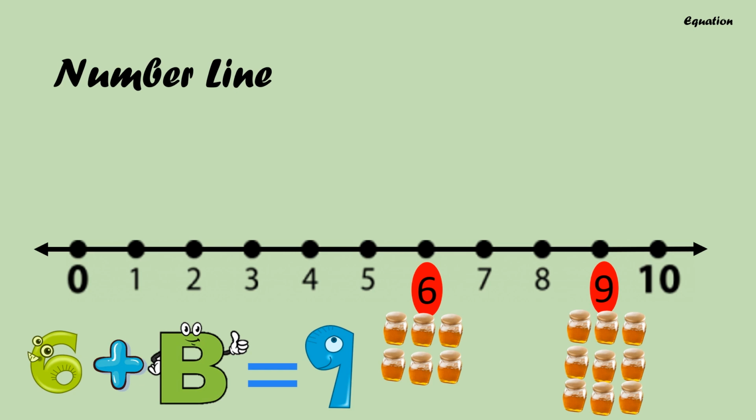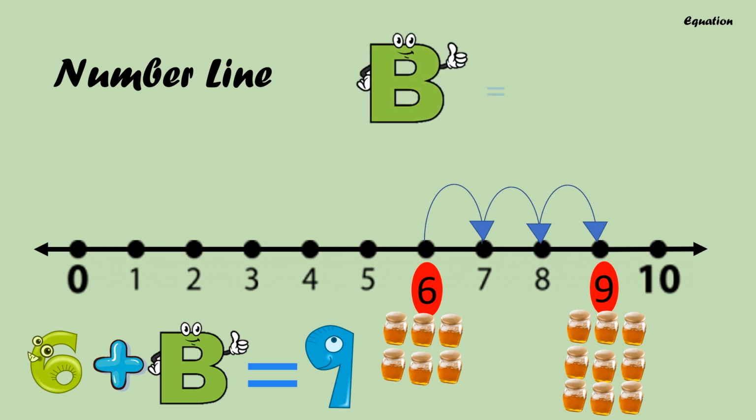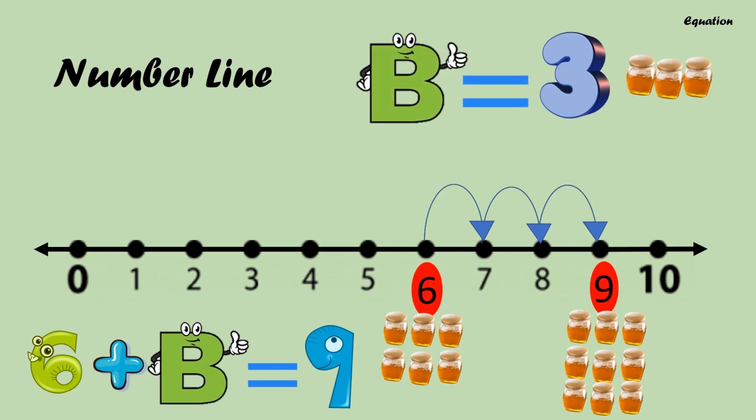And to find B is to start counting from 6 and move forward to the right toward 9. And then count the steps. Here we have the first step, 2, and 3. And we reach 9. So we move 3 steps to reach 9. So B is equal to 3 honey jars. And Mrs. B produces 3 honey jars.